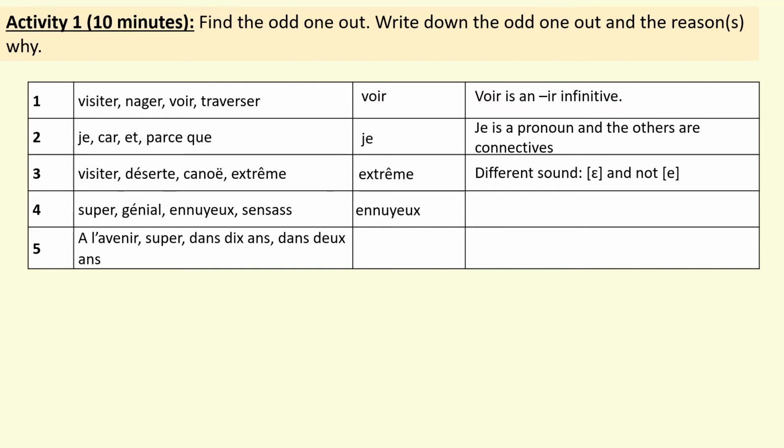4. For me it's ennuyeux. Why? Because it's a negative reason. And the last one, super, because it's a reason compared to all the other 3 which are sentence starters. Make sure you take correction before you move to activity 2.